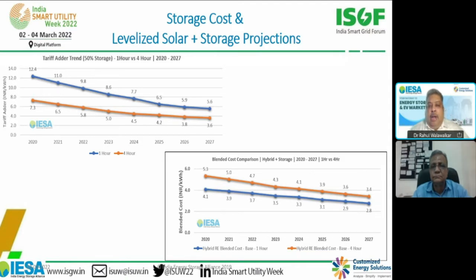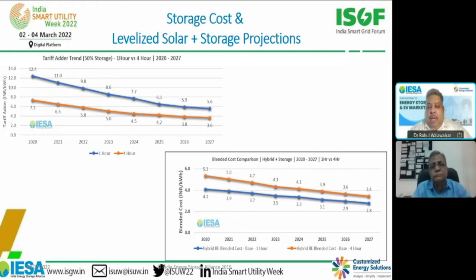So the levelized cost for the adder comes down. But that trend, again, you can see that we had projected for 4 hour storage from like a 7 rupee adder, it would come down below 4 rupees over the next 5-6 years. But depending on how you are blending it, because most of the RE projects would need maybe 50% of its capacity. So if you're doing a 100 megawatt solar or wind project, you may need only 25 or 50 megawatt of storage for 4 hours for shifting part of it to the peak times.